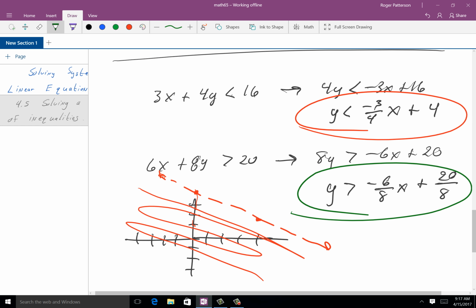Okay, then I had this other one, 28. Oh my goodness. So that's somewhat over 2, right? So I'll go 1, 2, go up a little bit there. And then go down 6. 1, 2, 3, 4, 5, 6. Over 8. 1, 2, 3, 4, 5, 6, 7, 8. It's going to be right about there. Which way do we shade on that one? Above or below the line?